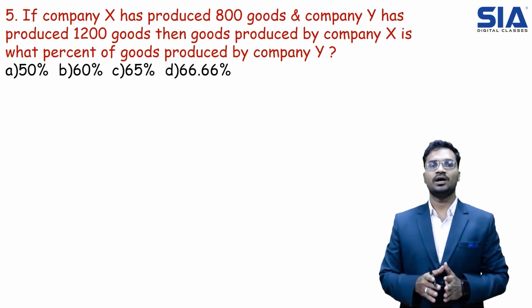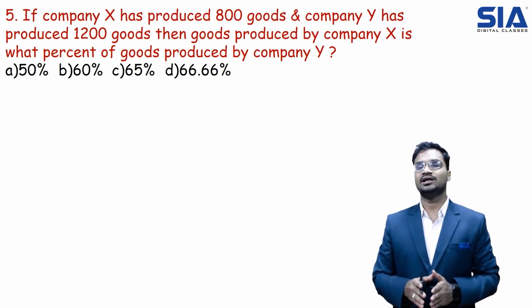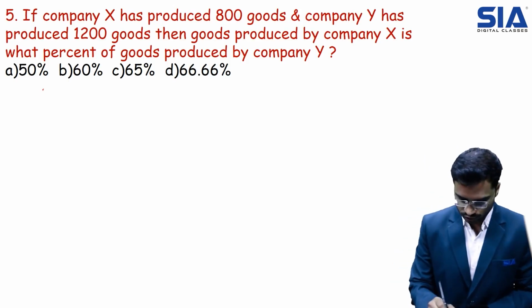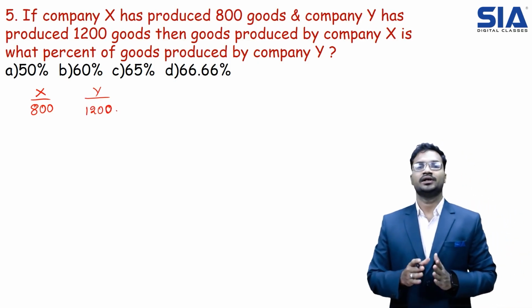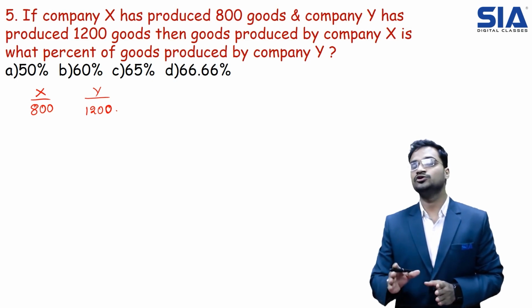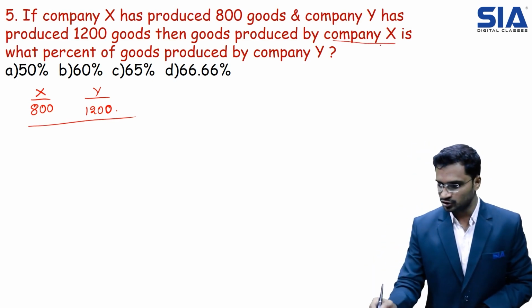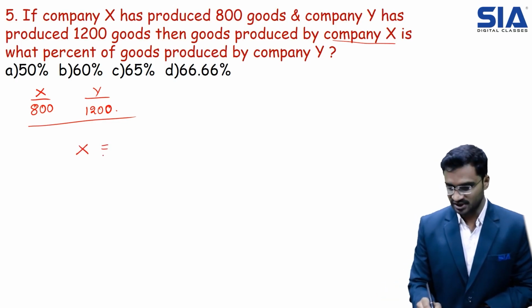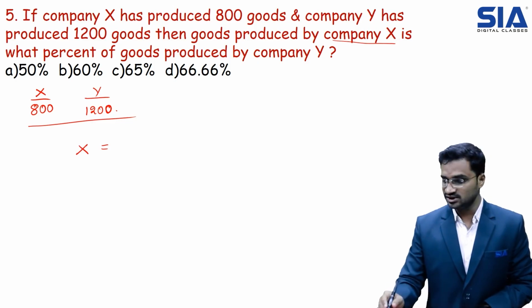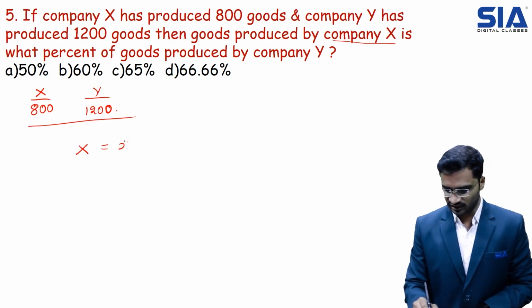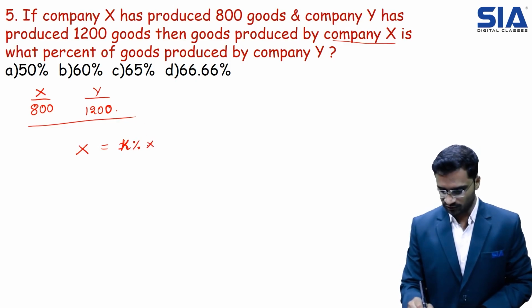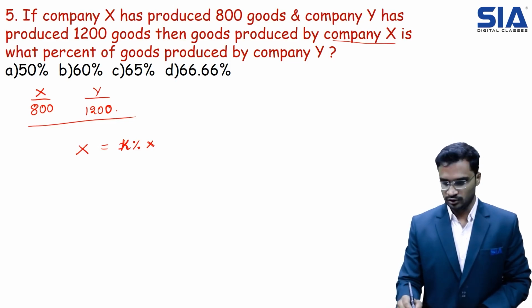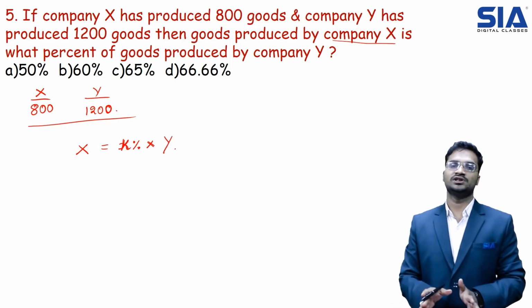Next question. If company X has produced 800 goods and company Y has produced 1200 goods, then what is he asking? He is asking that goods produced by company X is equal to what percentage of goods produced by Y? Let us assume this as K percentage. Goods produced by X is K percentage of goods produced by Y. We have to solve this particular equation.